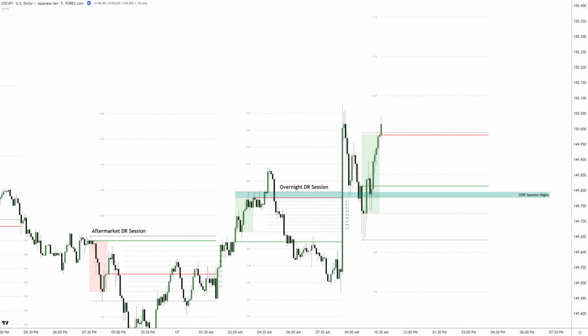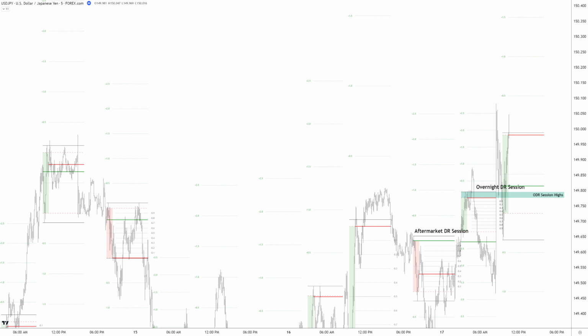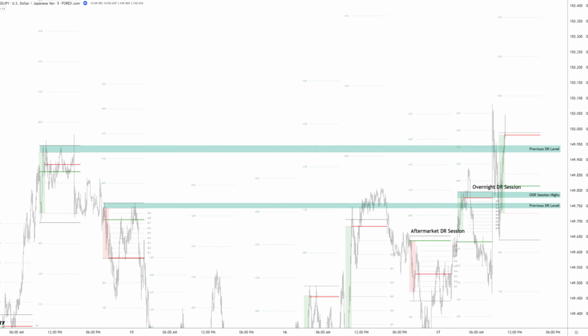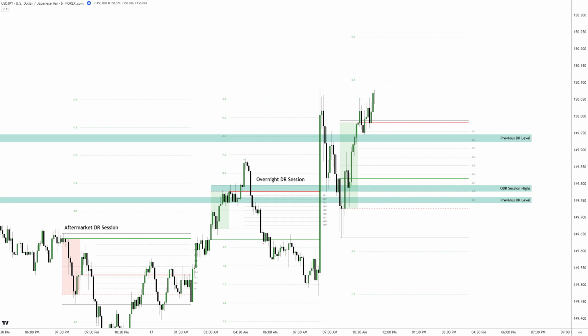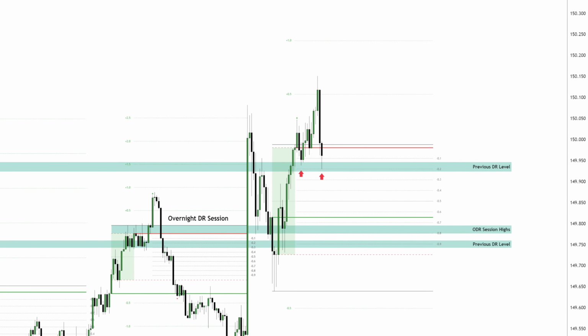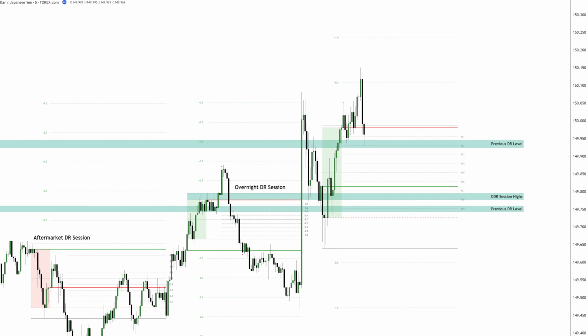Now, when we look to the left, we see the previous ODR session highs lining up, along with some previous DR session levels from this week's price action that could play an important role. With that setup in place, we wait for a retracement. There was already a nice rejection from one of the previous DR levels, but it wasn't enough to catch an entry. However, we soon get another great rejection, and this time we also have the 1 standard deviation level in play as the next target, which offers more than 4R.